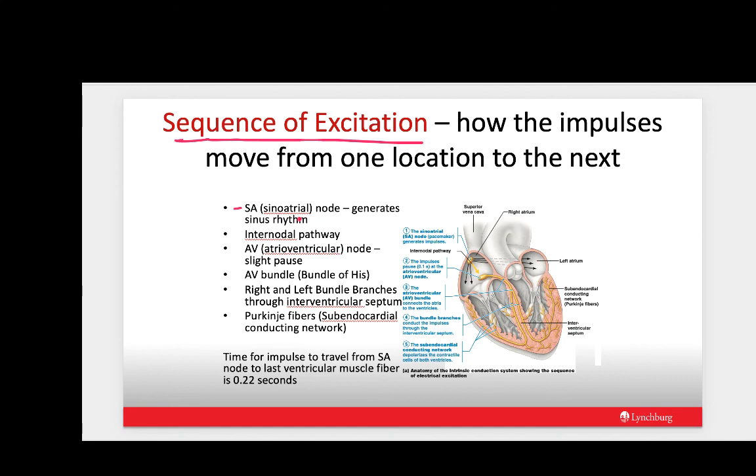SA node, which is responsible for generating the sinus rhythm, or kind of our base rhythm that our heart contracts. Our internodal pathway is going to connect SA node to AV node. At our AV node, we're going to have a slight pause there. The impulse is going to travel through the AV bundle. We've got left and right bundle branches, and then we've got Purkinje fibers conducting that impulse around the walls of the lateral ventricles. The amount of time it takes for that impulse to travel from SA node all the way down to the last ventricular muscle fiber is 0.22 seconds.